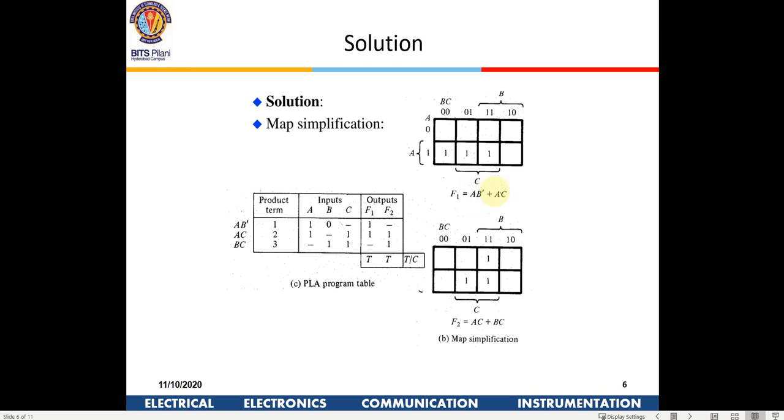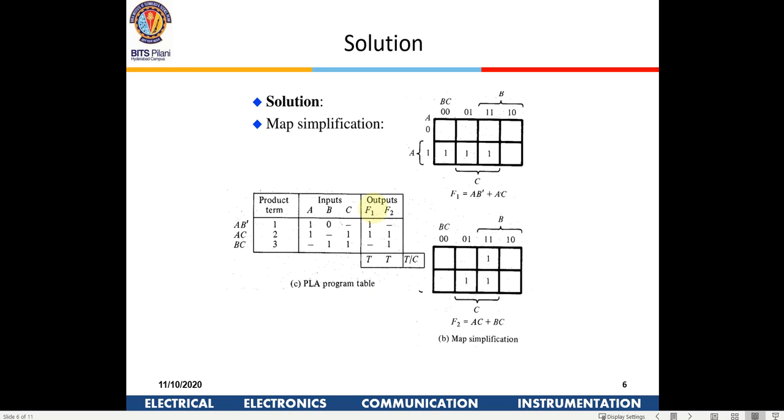So from here we take A dash B dash, as A B dash, as one of the product terms, and the output is for F1. Then the next product term is AC, so it is 2. So this is A and C high, which is applicable to both the functions. This is the PLA program table, and this is BC. BC is available here, so 1, 1, and that is only meant for F2. So one of the product terms is common for both of them, and then you have one each individually, right?